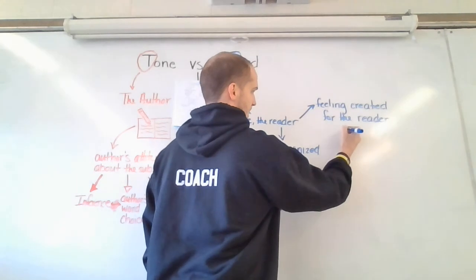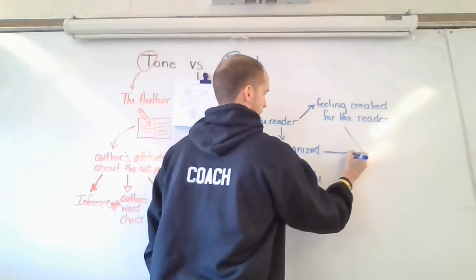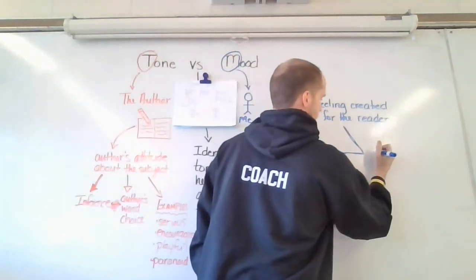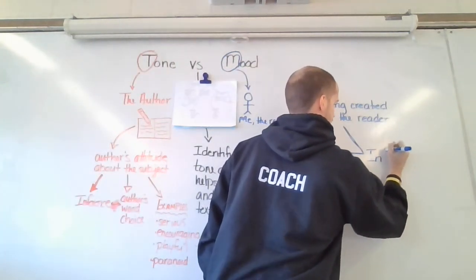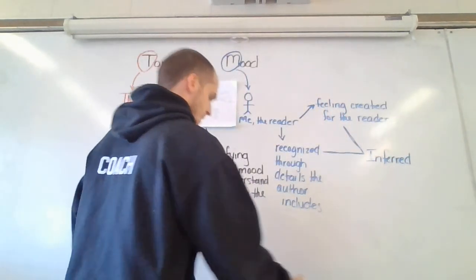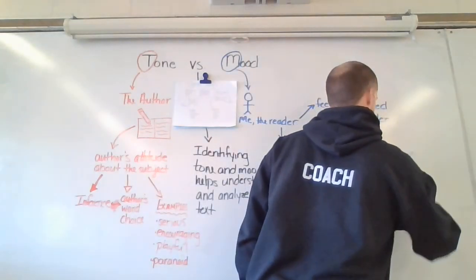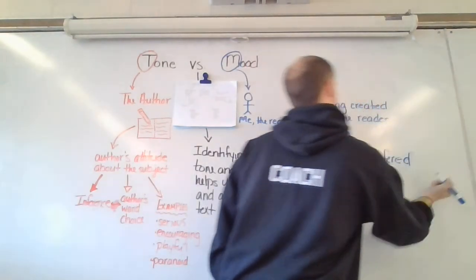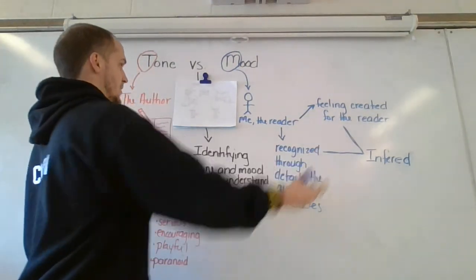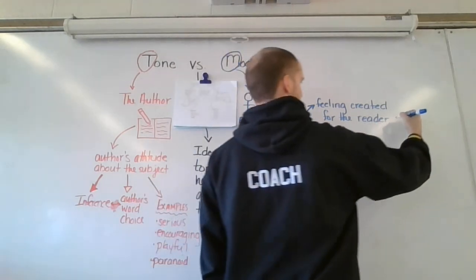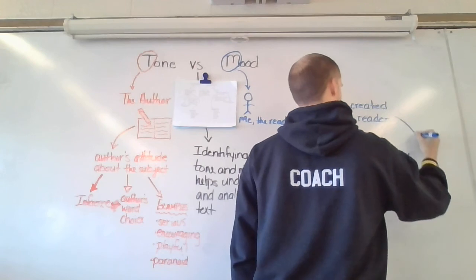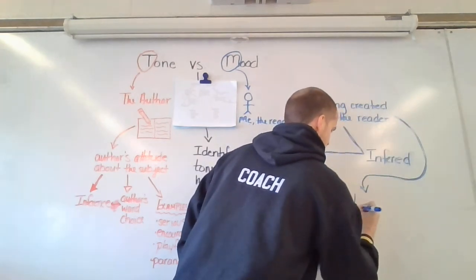So these are recognized through details that the author includes. And these two, again, go together because, much like tone, the mood has to be inferred. You have to make an inference or an educated guess based on the details that the author has. And so some examples of mood.